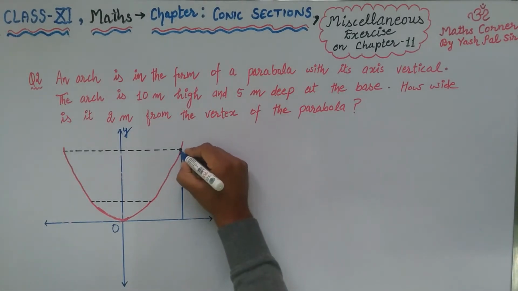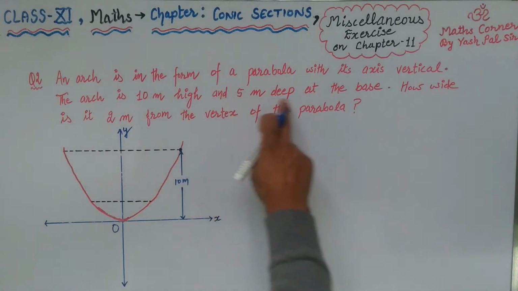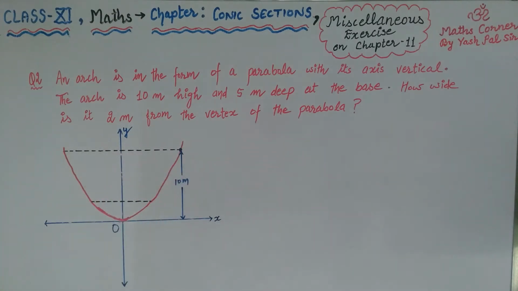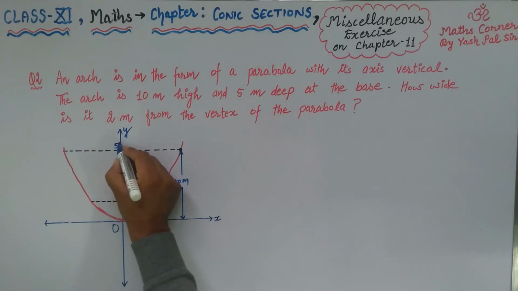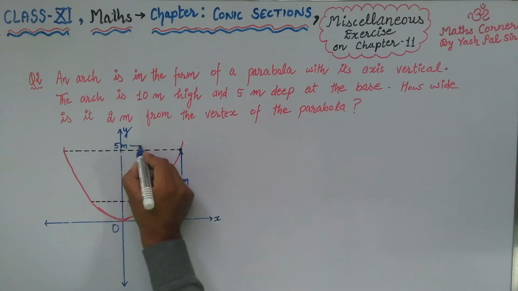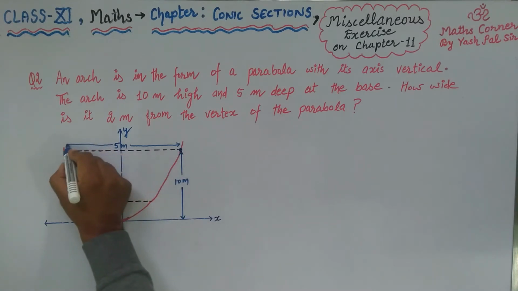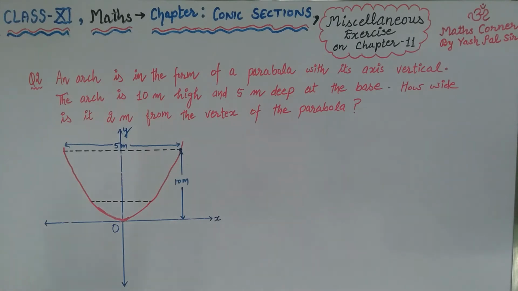From this point to this point, 10 meter height and 5 meter deep. That means this distance is 5 meters. 5 plus 5 is 10, 5 meters. So we have 5 meter distance this way, and 5 meter deep. Okay, the arch is 5 meter deep and 10 meter high.